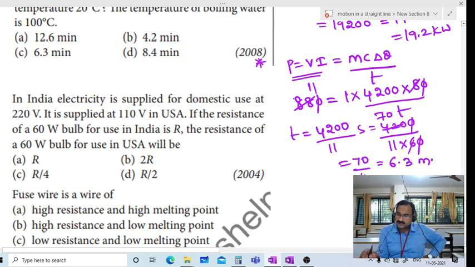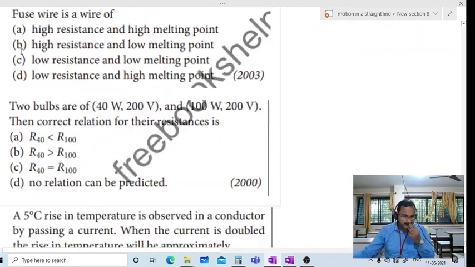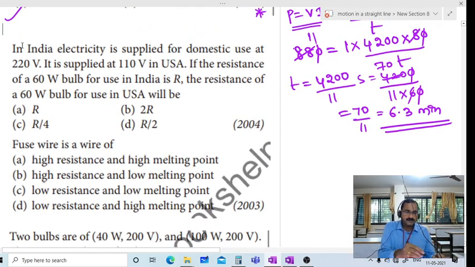6.3 minutes, you are getting there. Check that one. We are getting 6.11. So the remaining simple problems are there, try to solve those, and the last problem I am completing with that.